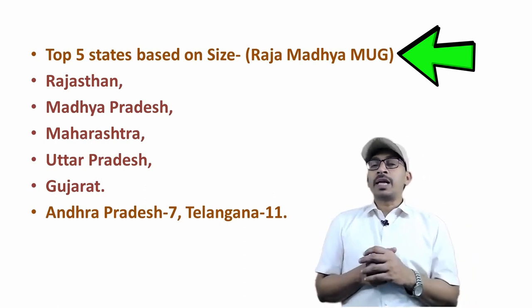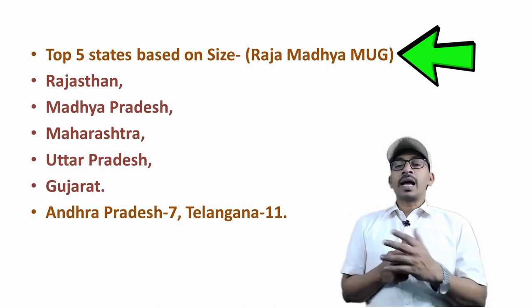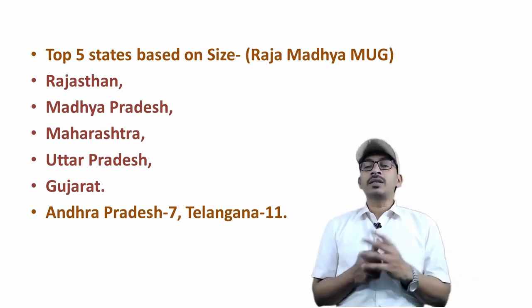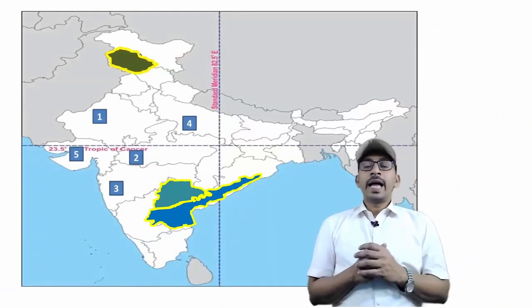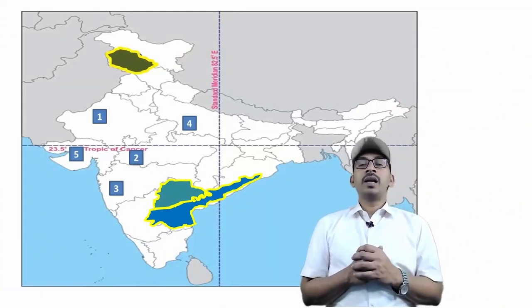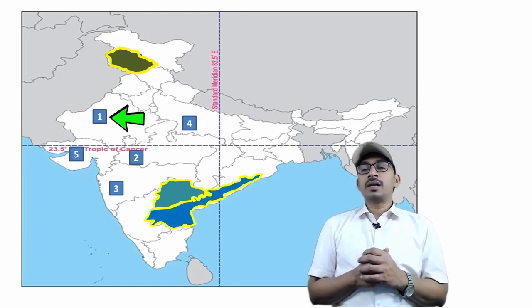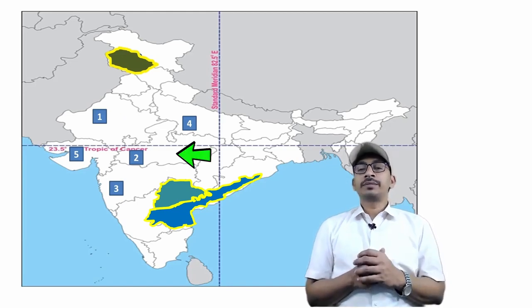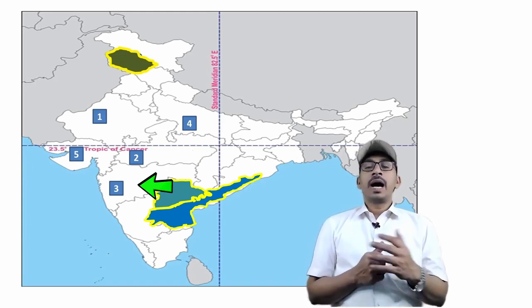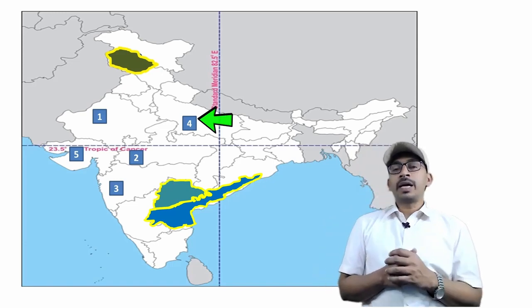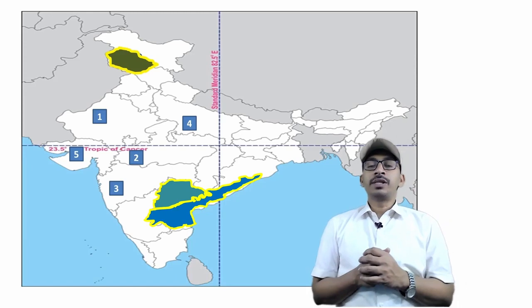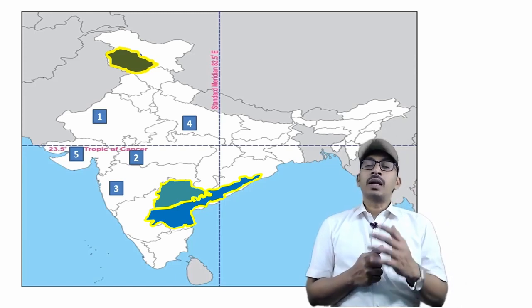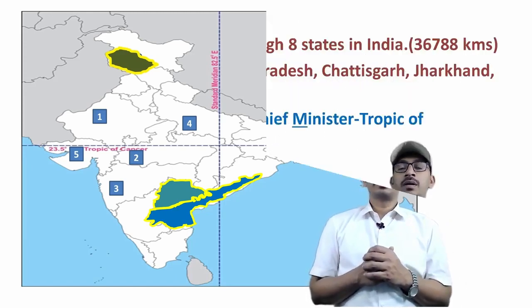The position of Andhra Pradesh is 7th, Karnataka is 6th, and Telangana is 11th. You can see the 5 largest states in India: 1 Rajasthan, 2 Madhya Pradesh, 3 Maharashtra, 4 Uttar Pradesh, and 5 Gujarat. This is the information we have about the 5 largest states in India.